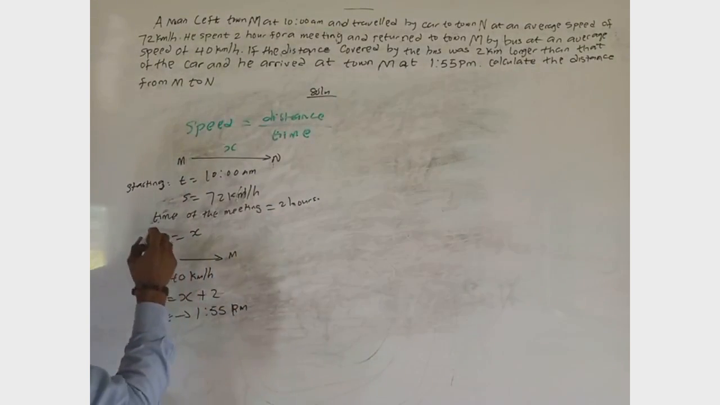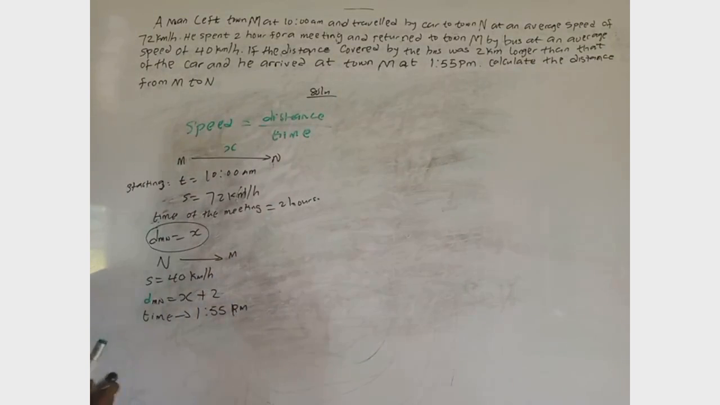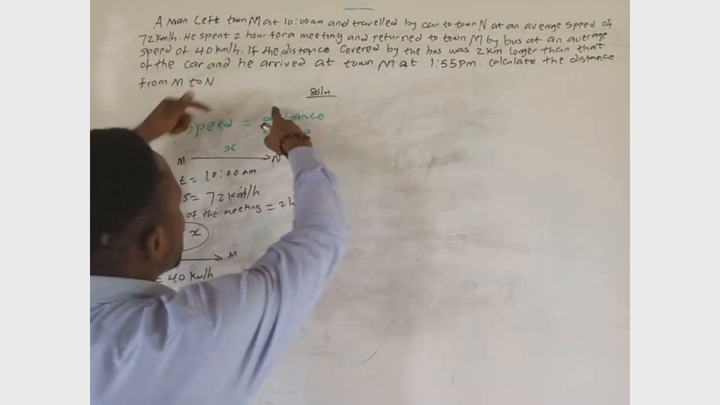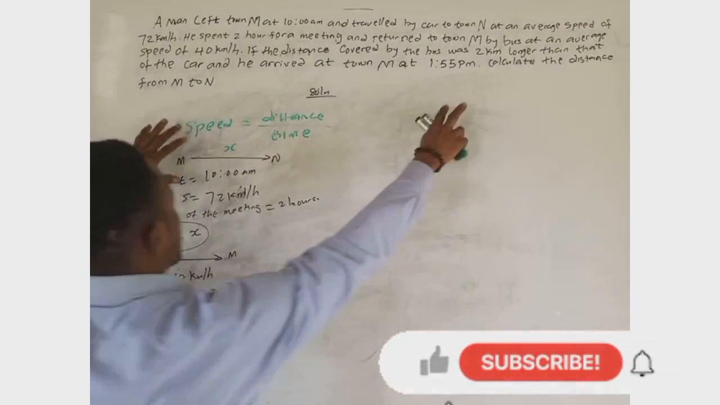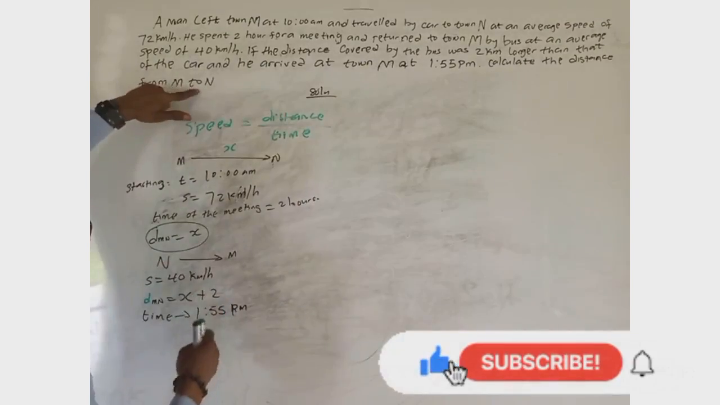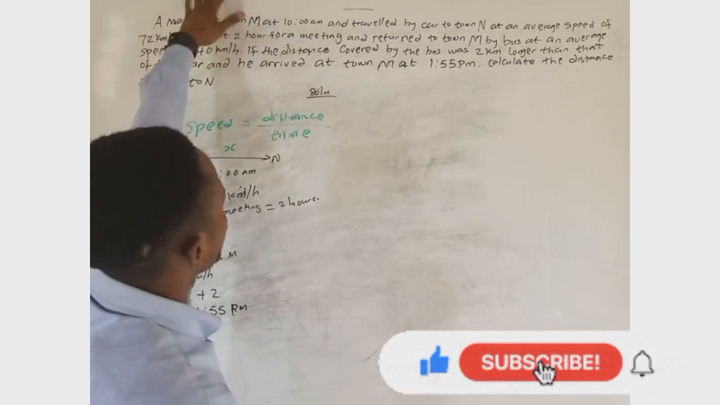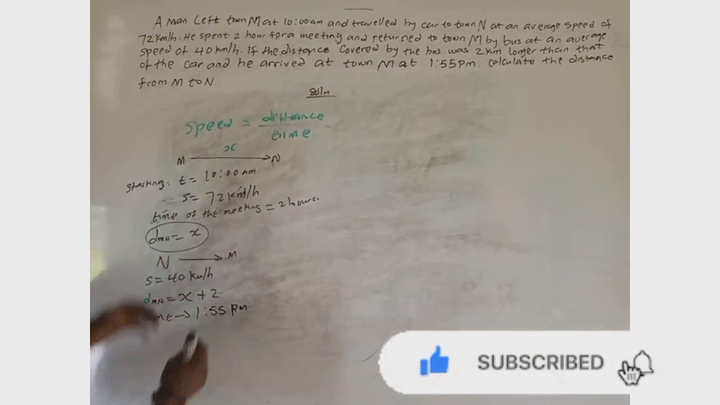So we want to calculate the distance from M to N. These are the data. From this place now, in order to get the distance, you have to make that something like here. But before you calculate the distance from M to N, you have to calculate the time spent on the journey.